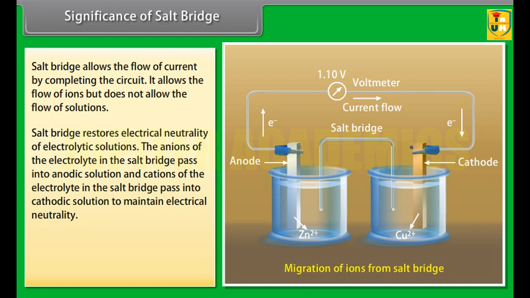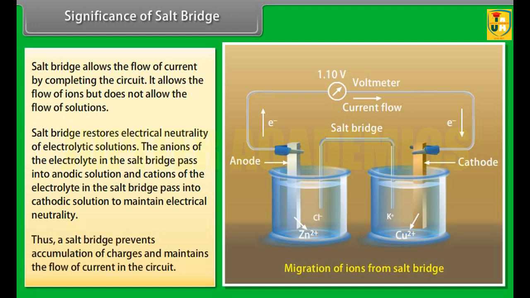The anions of the electrolyte in the salt bridge pass into anodic solution and cations of the electrolyte in the salt bridge pass into cathodic solution to maintain electrical neutrality. Thus, a salt bridge prevents accumulation of charges and maintains the flow of current in the circuit.